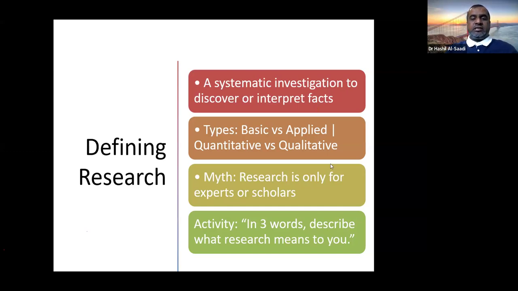Okay, so research, generally speaking, is an investigation. It has to be systematic in the way that it follows certain procedures, and I can justify my choices. We have different types of research, and the myth here is that research is only for experts. We say that this is not true.